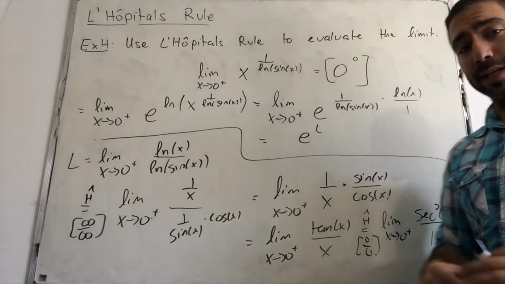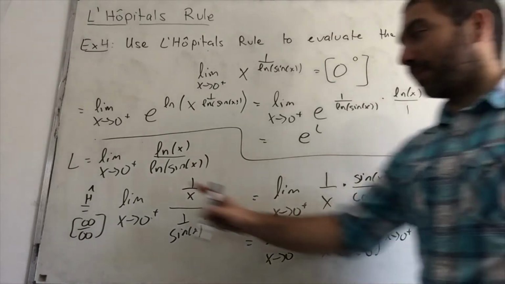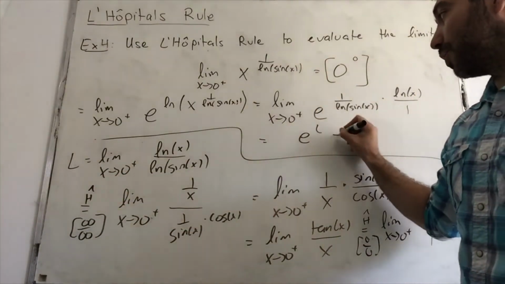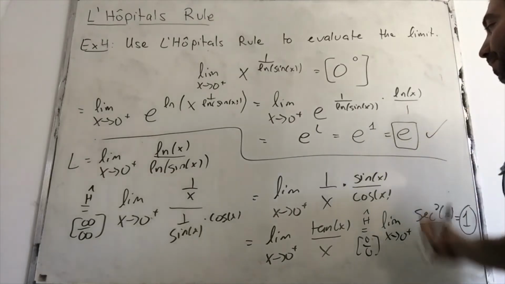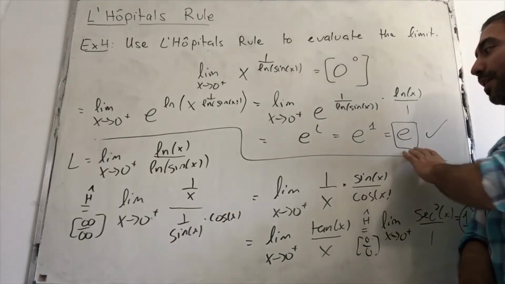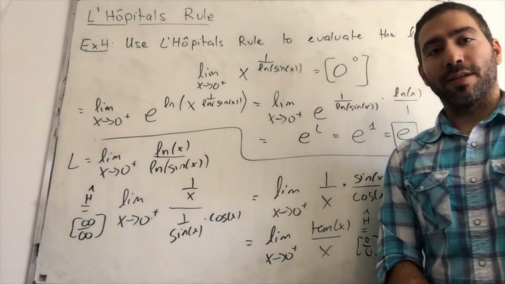Again, this is not the final answer. I hope you're still not falling for this trick. This was the answer for the limit in the exponent, which means that the final answer is just e to the 1, or just e. Okay, and now we're done. This is the correct solution. Okay, so let's take a look at our final example.